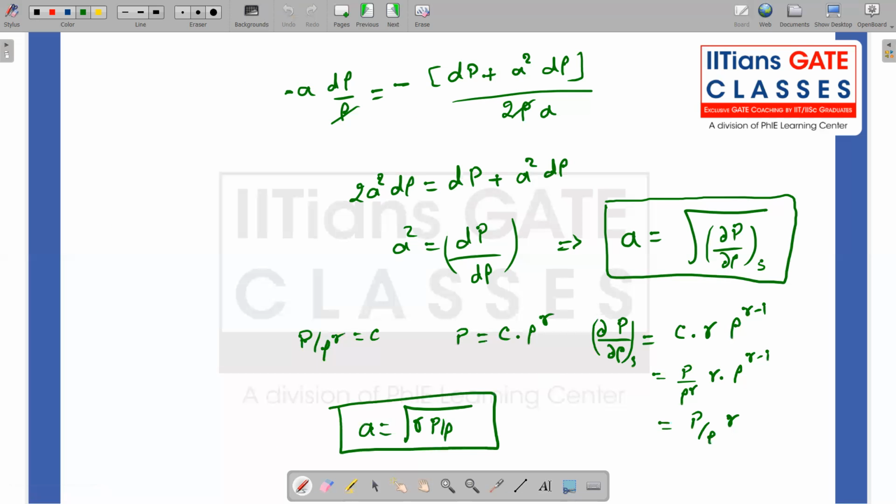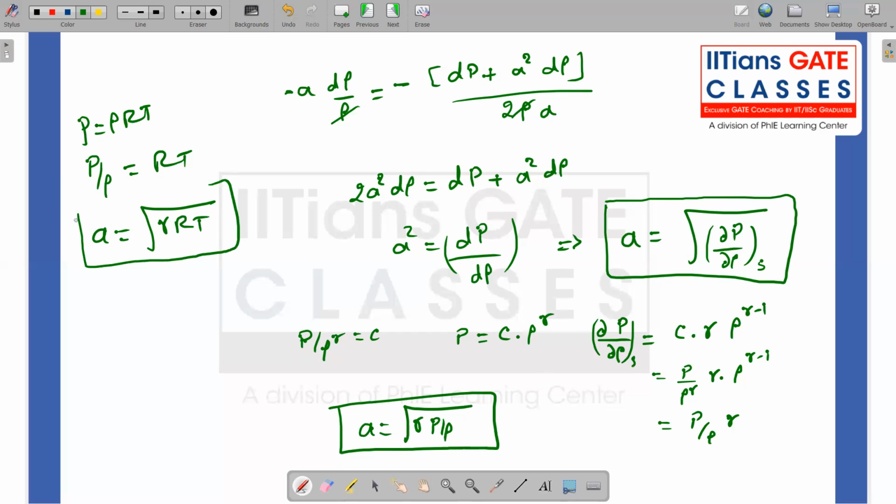So that means I can now show that for a calorically perfect gas, I have P is equal to rho RT. What is P by rho? P by rho is nothing but RT. So I can replace that one with a is equal to square root of gamma RT. So this is the well-known expression we might have used multiple times, right? So this is a function of temperature, the speed of sound.